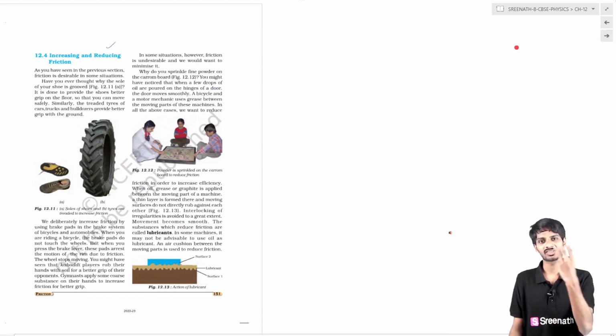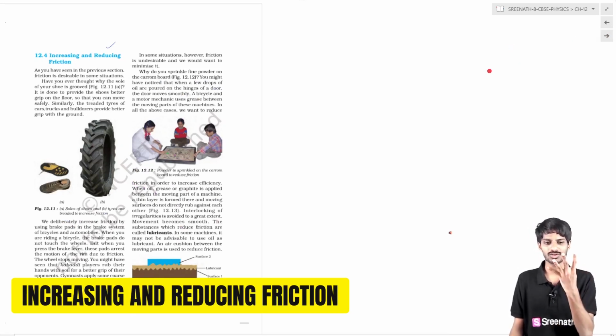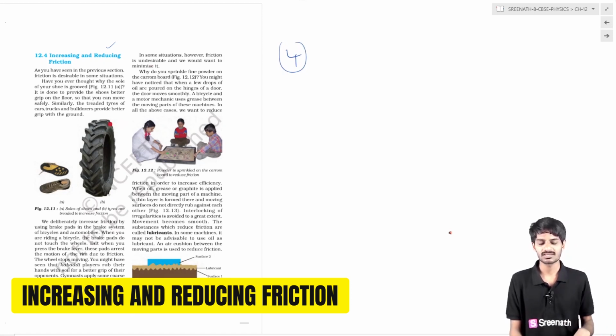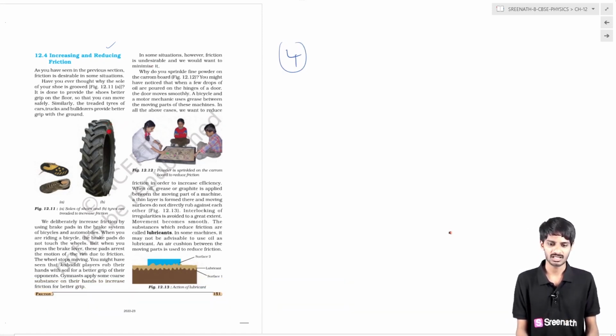Now we have completed our third topic. Now we have entered the fourth topic. The fourth topic is increasing and decreasing friction: how we can increase friction and how we can decrease friction. Basically, if you see examples of tires and chappals, they have some irregularities on the surfaces. Why are they having those irregularities? These irregularities will increase the friction so that they will get sufficient grip.